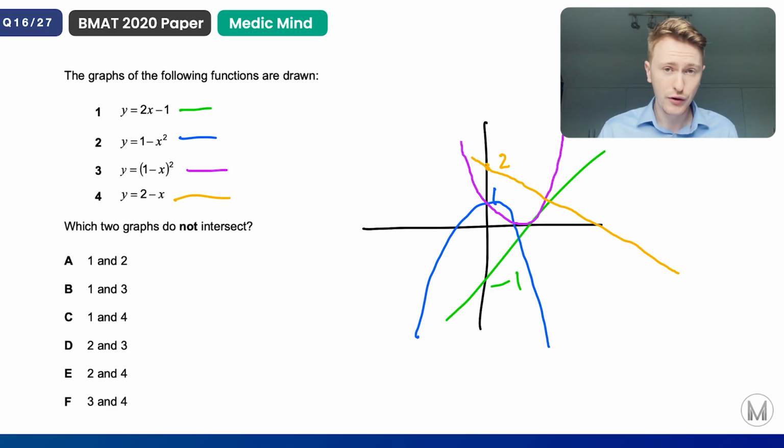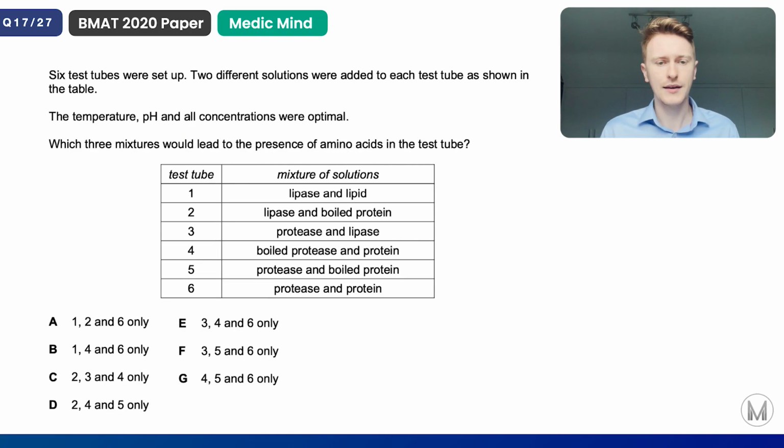Hopefully from this very crude little diagram, you can see immediately which ones don't intersect. You can see it's the blue line and the yellow line. So the answer to this one is 2 and 4, that is answer option E. And if you needed to, you could do a bit more complicated comparison using algebra, but in this case you can clearly see spatially they don't overlap. Let's look at question 17.